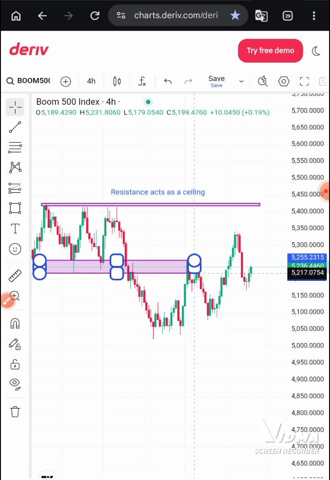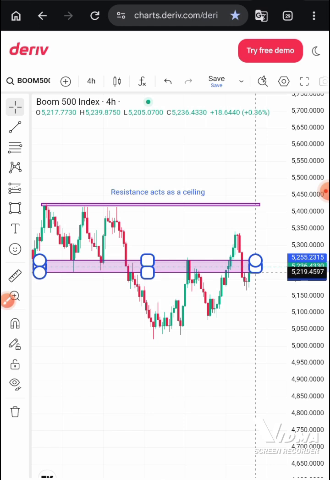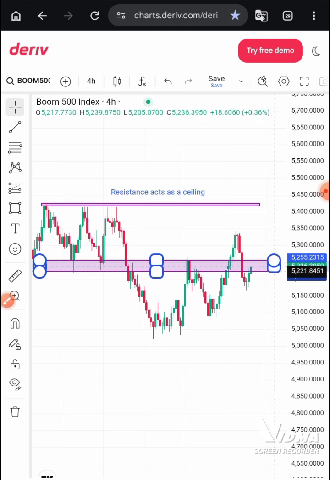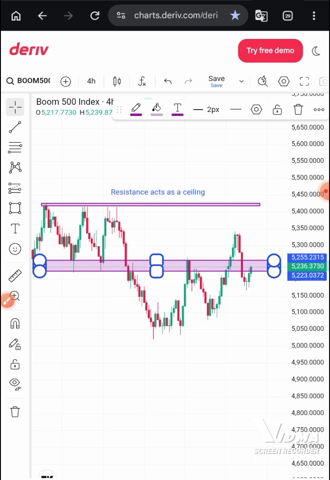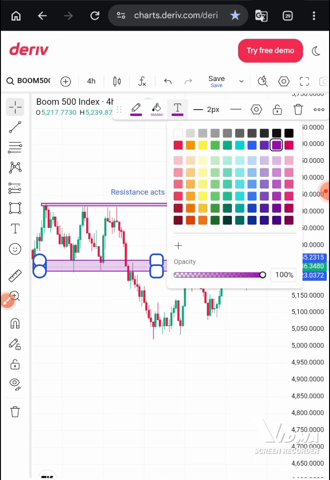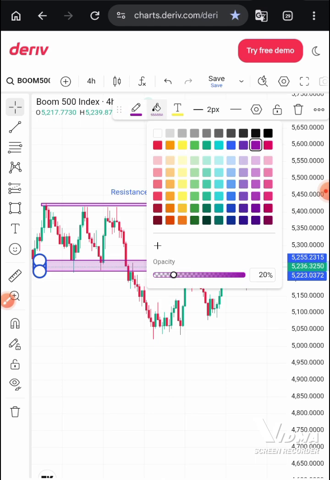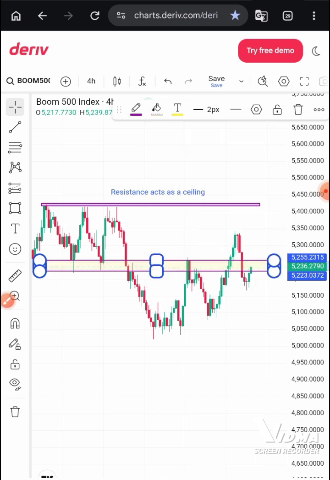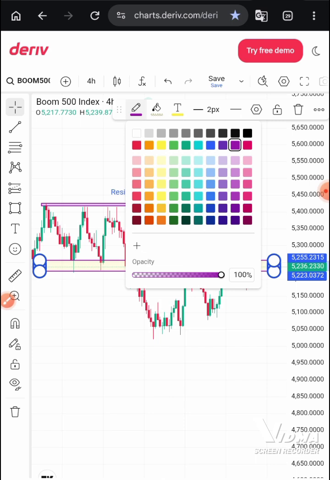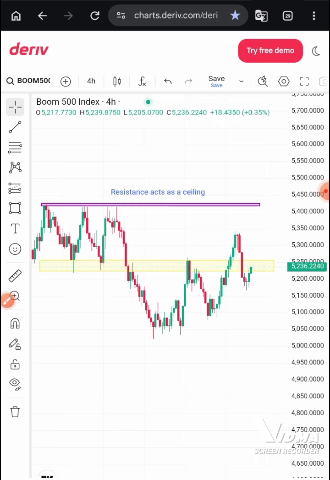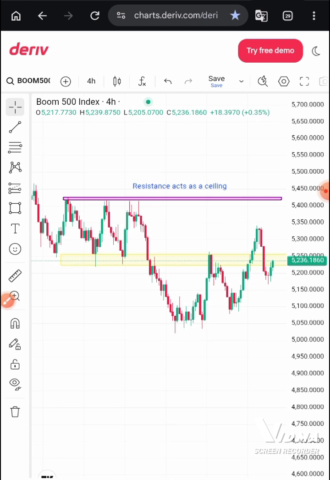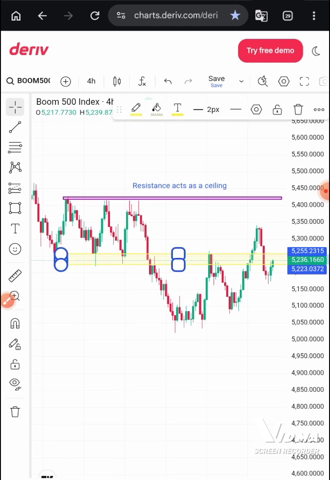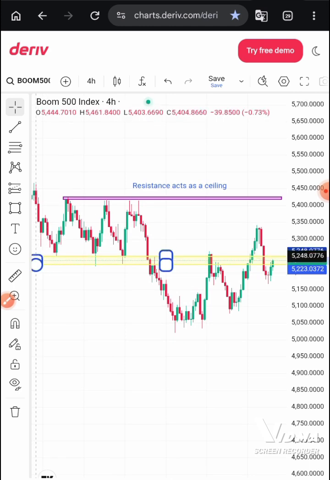This zone was a strong support. Let me color it yellow. Or at least some shade of yellow. I wanted it to be yellow and it came out, I don't even know what color that is, but yellow. Okay. So here's our zone. We are saying this zone was a pretty good support.